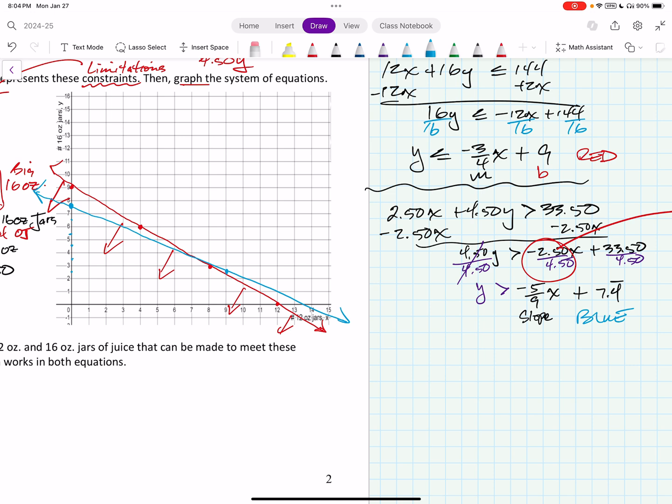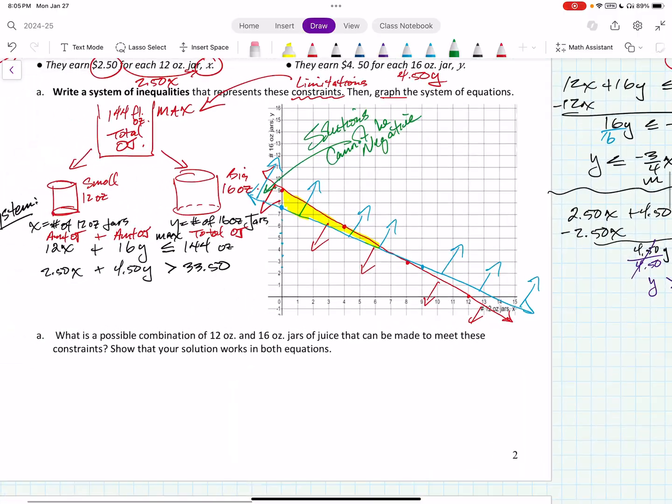Now that one is greater than, so we shade above. So we have to be above the blue line and below the red line, which means you're in between the lines. Notice that I didn't shade to the left of the y-axis. The reason why, and let's make a note of this in green here, is that the solutions cannot be negative. If the solutions can't be negative, you can't be left of the y-axis. So only in the yellow region are the solutions.